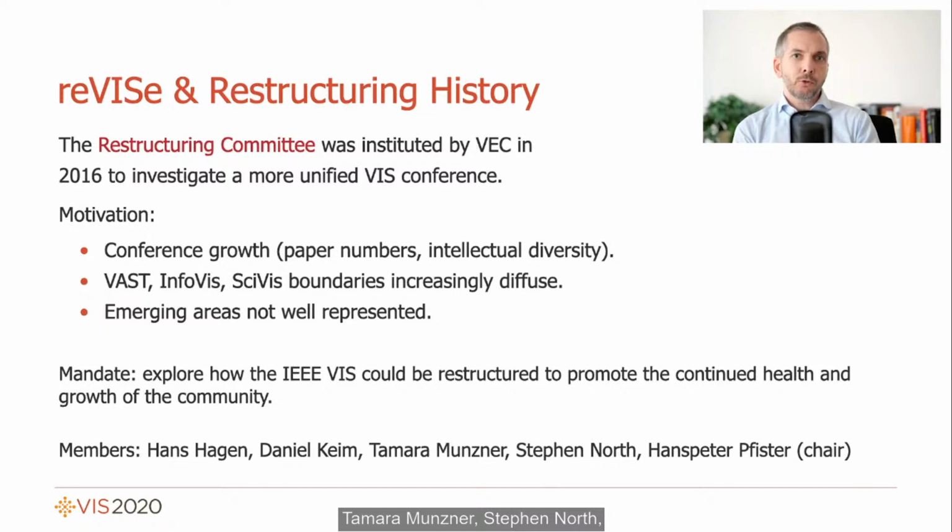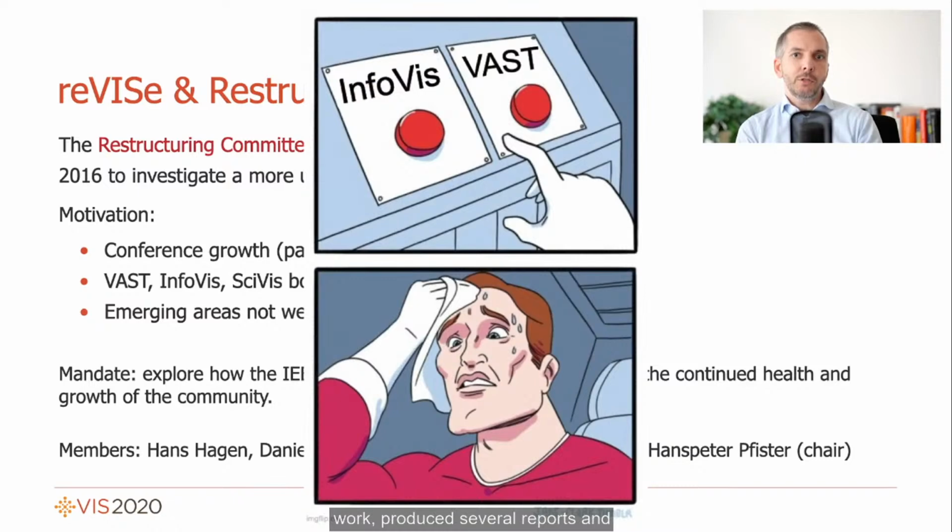The restructuring process originally began in 2016, when the VIS Executive Committee struck the Restructuring Committee, consisting of Hans Hagen, Daniel Keim, Tamara Munzner, Stephen North, with Hans-Peter Pfister as the chair. This committee was tasked with exploring how the continued growth of the umbrella conference, IEEE VIS, both in terms of paper numbers and in intellectual diversity, could be channeled to keep VIS a growing and vibrant conference, with space for new and emerging areas and topics. The fact that there were three sub-conferences with overlapping scopes but different processes and governances was perceived by many as confusing and worthy of improvement. If this image here resonates with you, then you know exactly what I'm talking about.